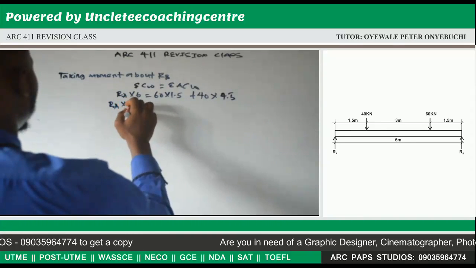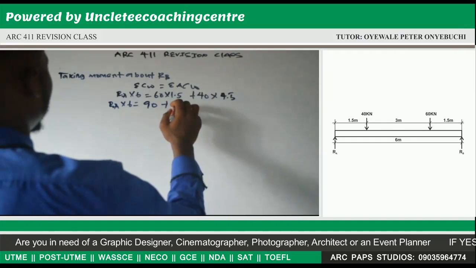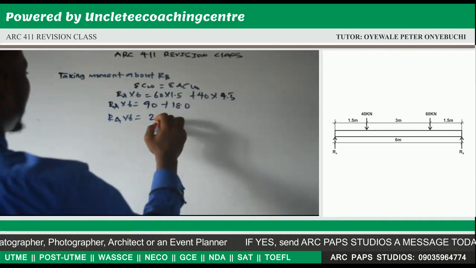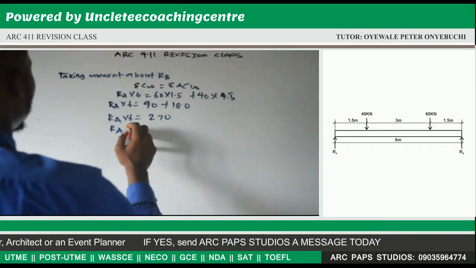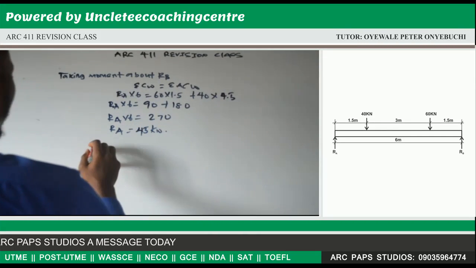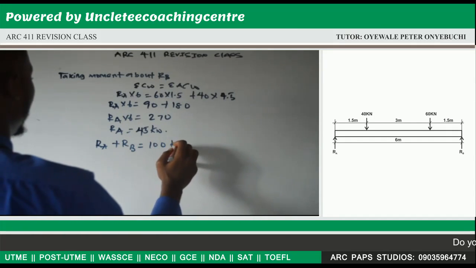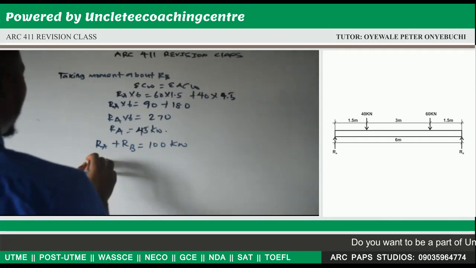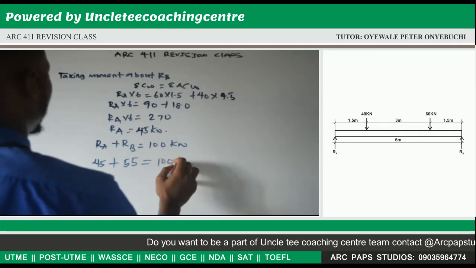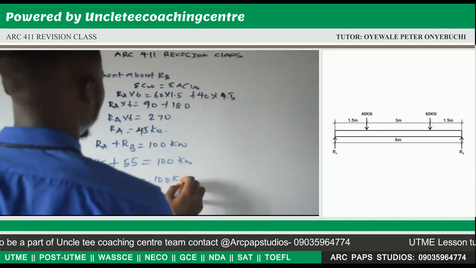Now this RA times 6 is equal to 60 times 1.5, that is 90, plus 40 times 4.5, that is 180. Our RA times 6 will then give us 90 plus 180, that is 270. Our RA will give us, what you multiply by 6 that will give you 270, 45 kilonewton. Now don't forget, RA plus RB is equal to 100 kilonewton. Now let's check. We have gotten our RA to be 45 and our RB to be 55, which is equivalent to 100 kilonewton. It means our workings are correct.